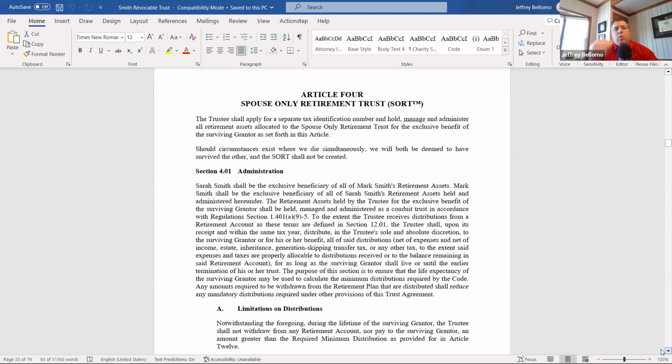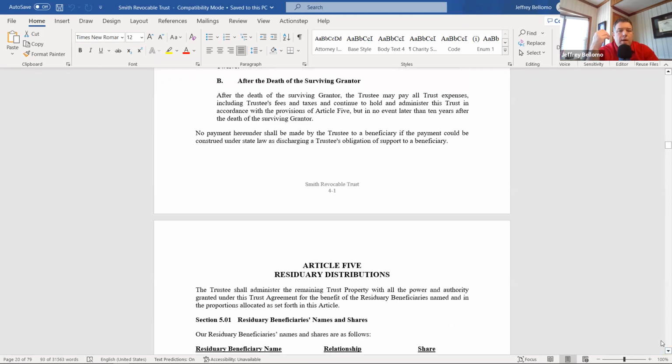Now, this is the spousal only retirement trust in regards to married couples. If we're going to have a retirement account for the spouse and we're able to essentially get the best asset protection that's allowed under the Secure Act and also stretch it out as long as possible, the Secure Act tells us exactly what to do and how to do it. This language is built in here, again, right out of the code to tell us how to do that. And then after the death of the surviving grantor, of course, it's going to go to the residuary beneficiaries, the children in this case.